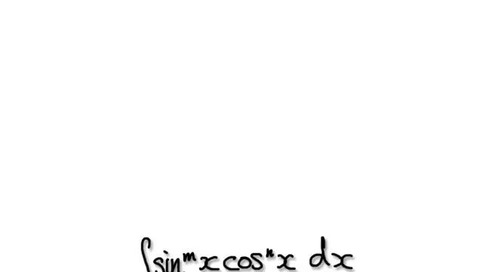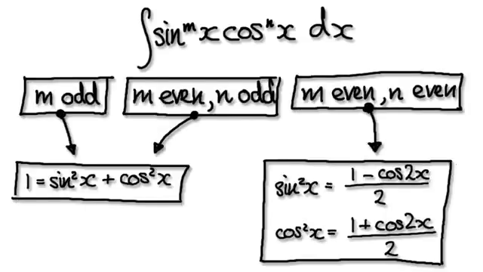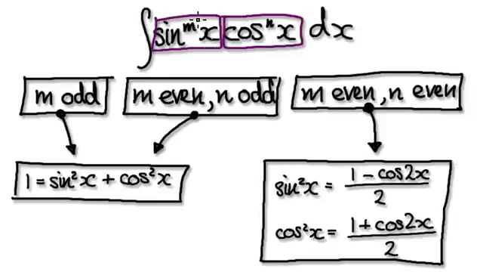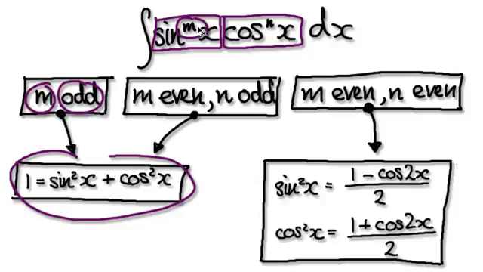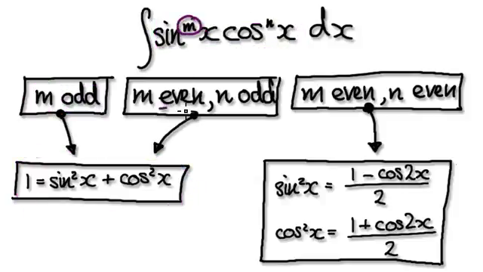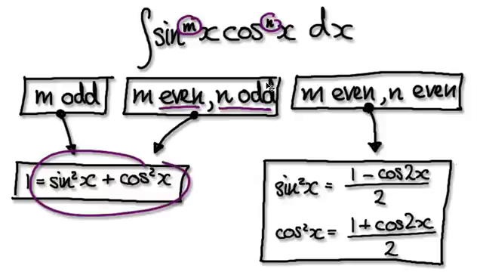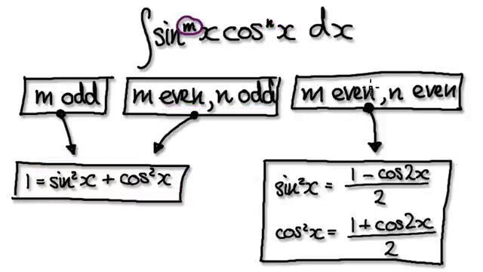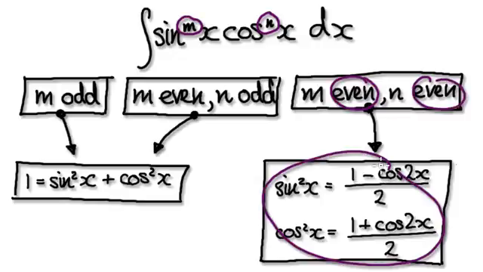If you want to integrate something of this form, where you have sine to the power of m and then cos to the power of n, then if m is odd, you should make use of this. If m here is even and n here is odd, then you should make use of this. Now if m here is even and n here is even, then you should make use of this.